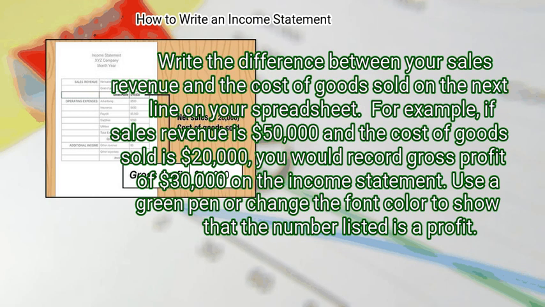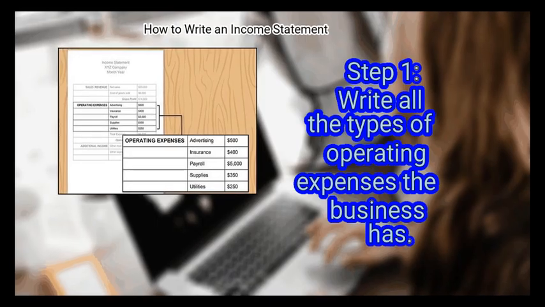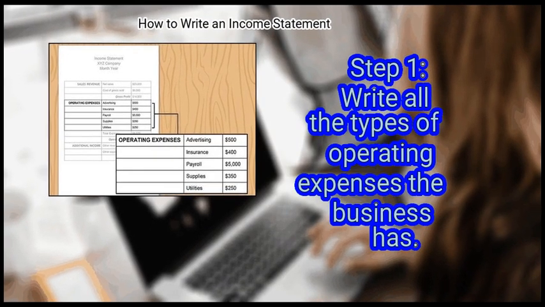Use a green pen or change the font color to show that the number listed is a profit. Method 3. Totaling your operational expenses. First, write all the types of operating expenses the business has.